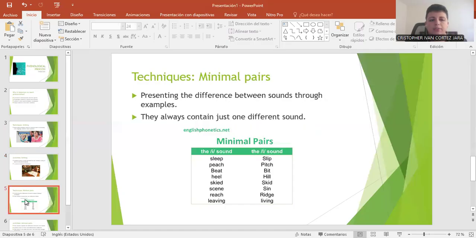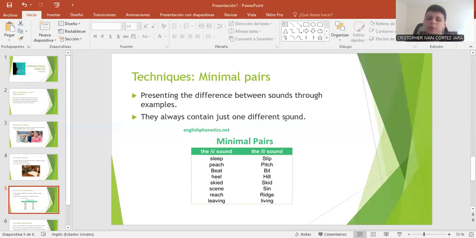Then we have the next technique, which is minimal pairs. Minimal pairs consist on presenting the difference between two sounds through examples. But these words only contain one different sound. Like here in the example, we have seen and sin, we have living and leaving, and so on and so on.